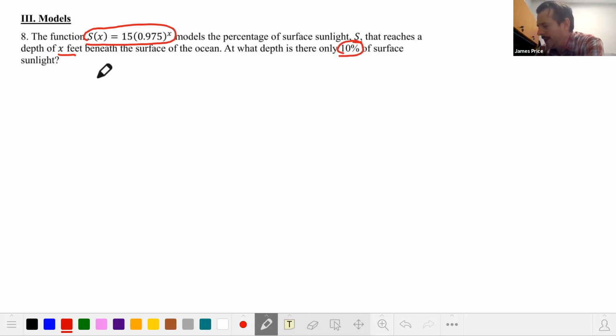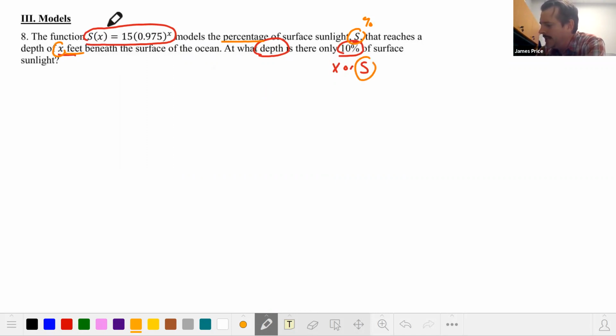Okay, so what are we trying to find? We're trying to find this depth. And so we have to decide, what is 10%? Is it X stuff or S stuff? And so if you look at this, it's actually not too bad, because you kind of see here, it models the percentage of surface sunlight S. So S is definitely a percent that reaches a depth of X, but X isn't a percent, it's feet. So this is S stuff.